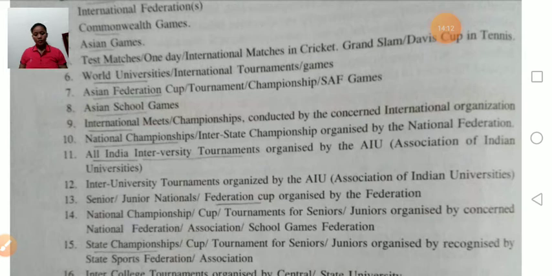National Championship is organized by the National Federation. All India Inter-University Tournament, Senior Championship, Junior Championship, National Championship, National Tournament, National Cup, State Championship, Inter-college tournament organized by the Central or State University, District Sports Tournament organized by the District Sports Department or District Sports Association, Inter-School Tournament, CBSE Cluster Zone Tournament, etc. These are some tournaments organized under the Ministry of Youth Affairs and Sports and the Indian Olympic Association.